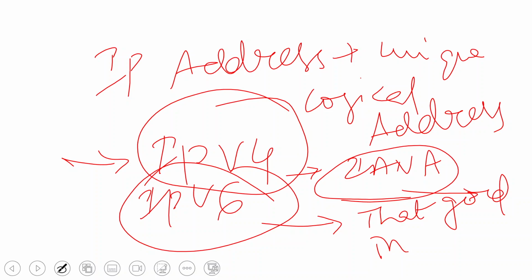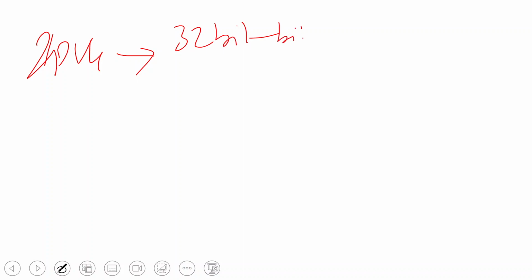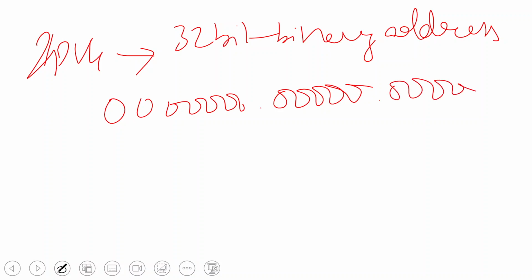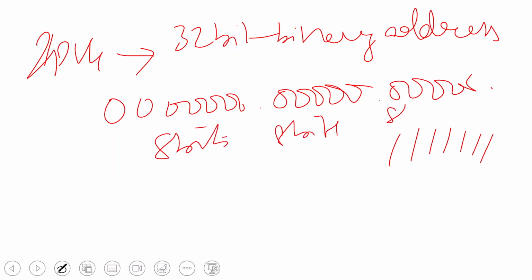So let me describe how an IPv4 address looks. An IPv4 address is a 32-bit binary address. I'm sorry about my handwriting. We have 32 bits of binary digits like 00000000 dot 00000000 dot 00000000 dot 11111111, like that. So it will be 8 bits here, 8 bits here, 8 bits here, and 8 bits here.